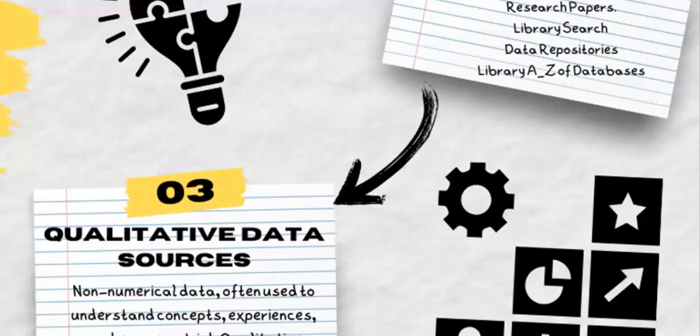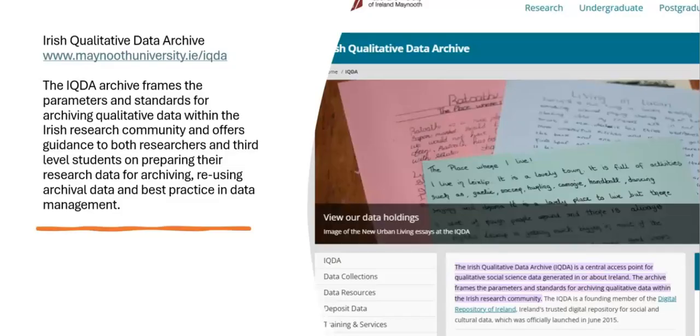So qualitative data sources are a little bit different, but luckily it's one that Maynooth are very well positioned to help you with. We're looking after the Irish Qualitative Data Archive, and this frames the parameters and standards for archiving qualitative data within the Irish research community and gives guidance as well. It gives you guidance on how to use the data, but also what data is available. My colleague Fran Callaghan looks after this as well, so he'd be a person to contact about that. It's a central access point for qualitative social science data in or about Ireland, and it's part of the Digital Repository of Ireland, which of course would have a lot of additional material that you could check out as well.